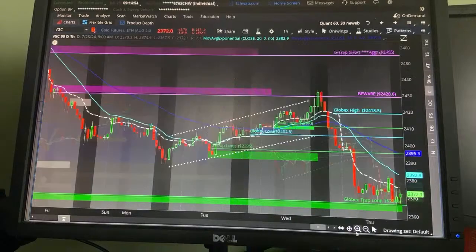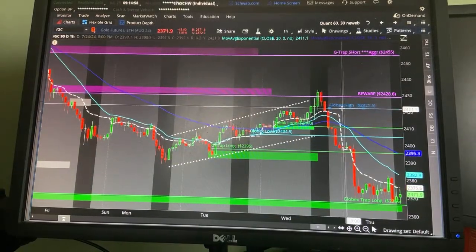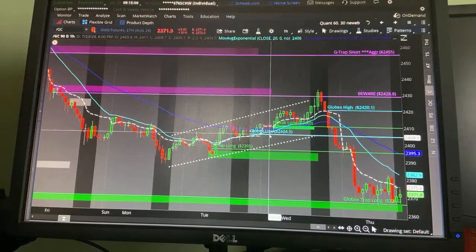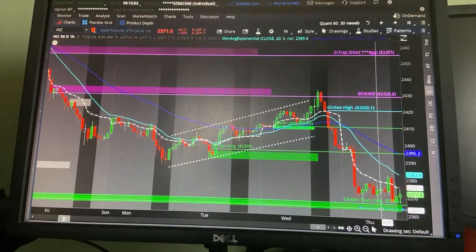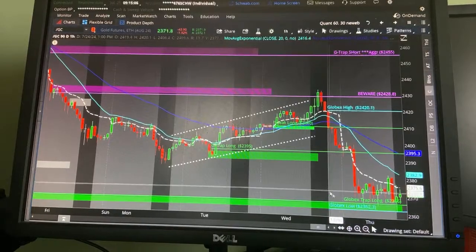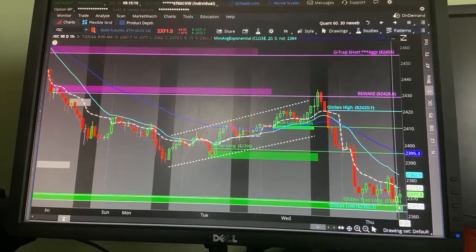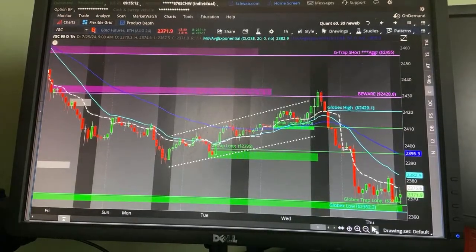let me zoom in here a bit. This is the Globex low right here. Basically that demand zone that we have already pinned, the 2366, is using it as demand right now, support as the Globex low.